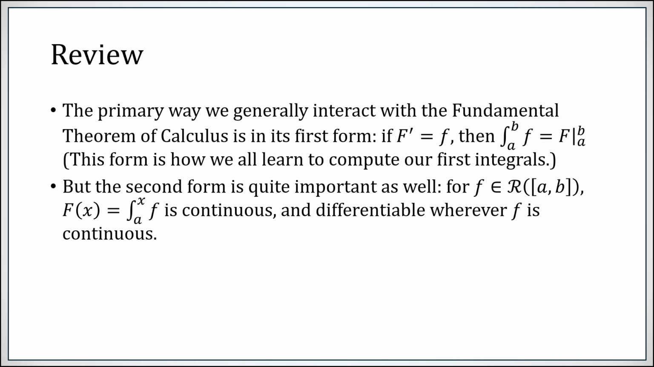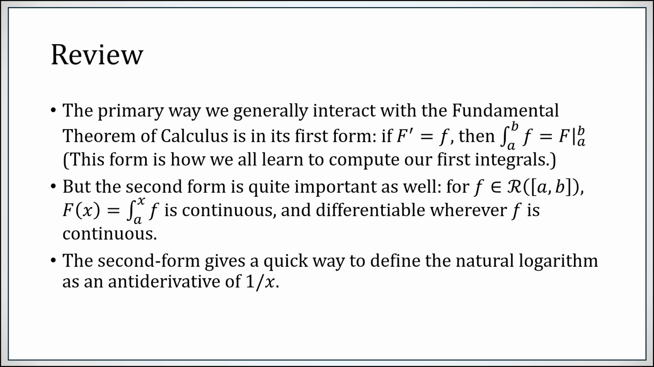But the second form of the fundamental theorem is quite important for us as well. For Riemann integrable functions little f, we can define an integral function capital F to get something which is continuous and is in fact an antiderivative wherever the function little f is continuous. So the first form tells us to compute an integral if you have an antiderivative, use it. The second form is a little more abstract and says if you have a continuous function, there is an antiderivative to be found thanks to this integration function. So the second form does give us a way to define, for example, a natural logarithm as an antiderivative of 1 over x. And as I mentioned previously, the next section really dives into this approach.